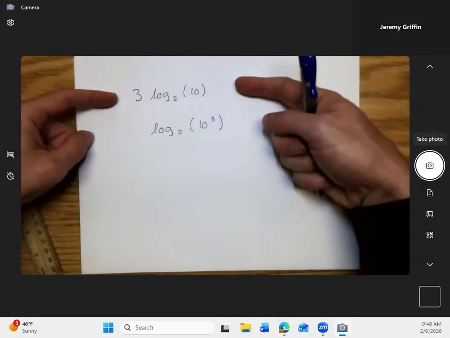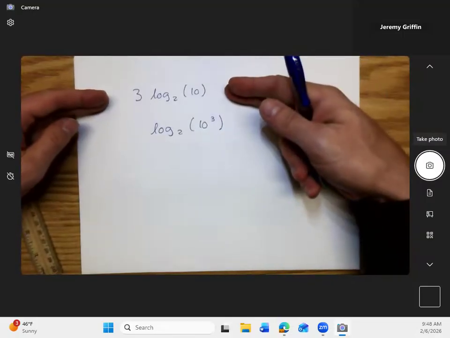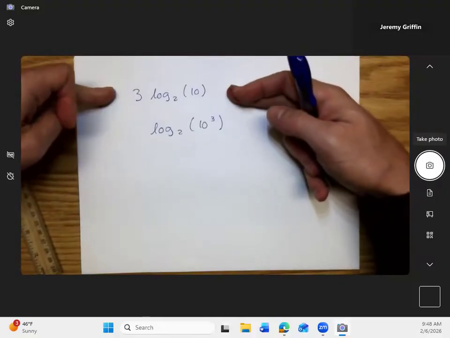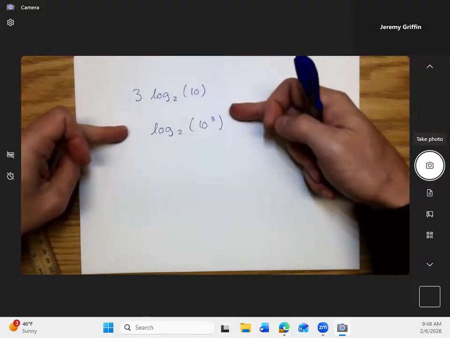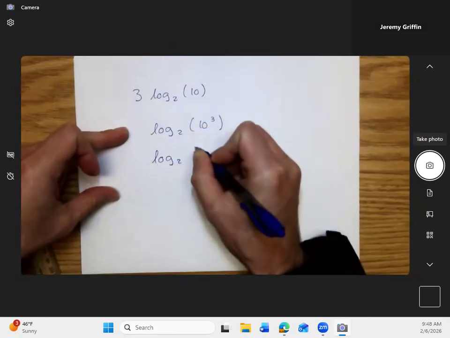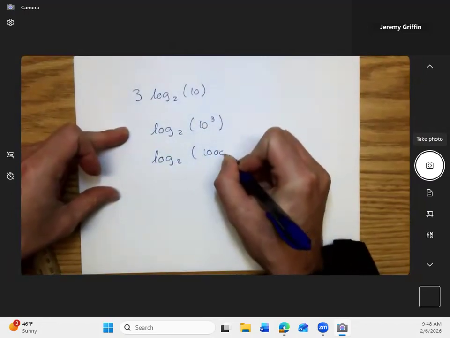So this is what I gave you. Now there might be a couple of ways you could get a valid answer. You just have to get one that matches multiple choice. So one thing I did is I took this 3 and moved it to the exponent. Guys, what is 10 to the power of 3? 1,000. Yeah, 1,000.